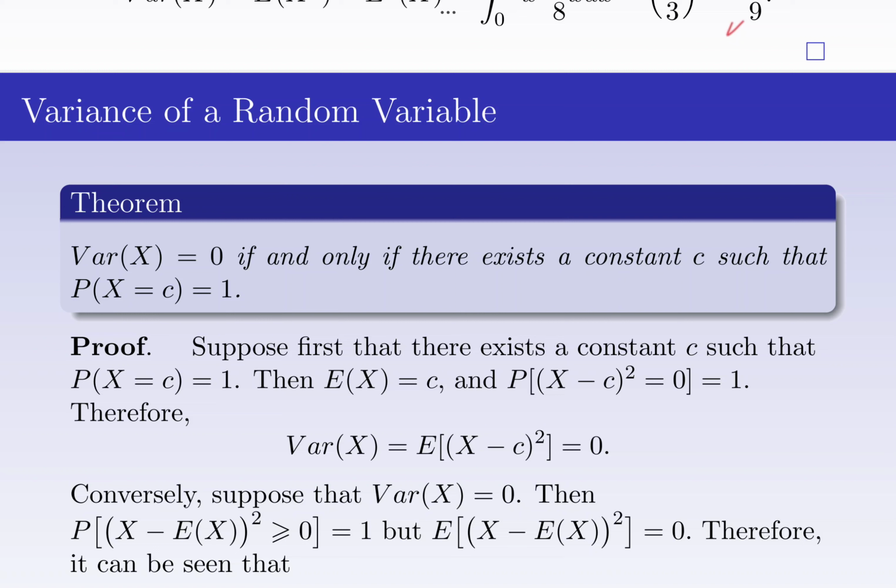What is the meaning of variance equals to 0? It means that there is no variability.